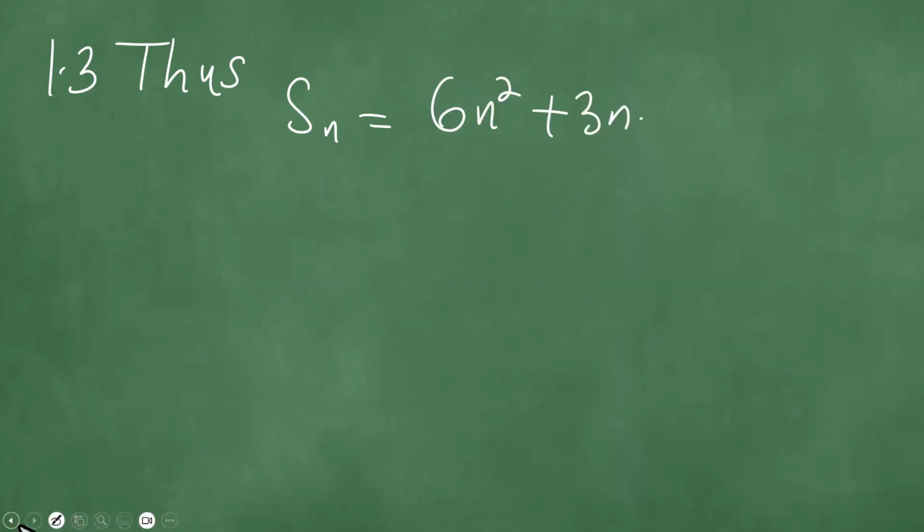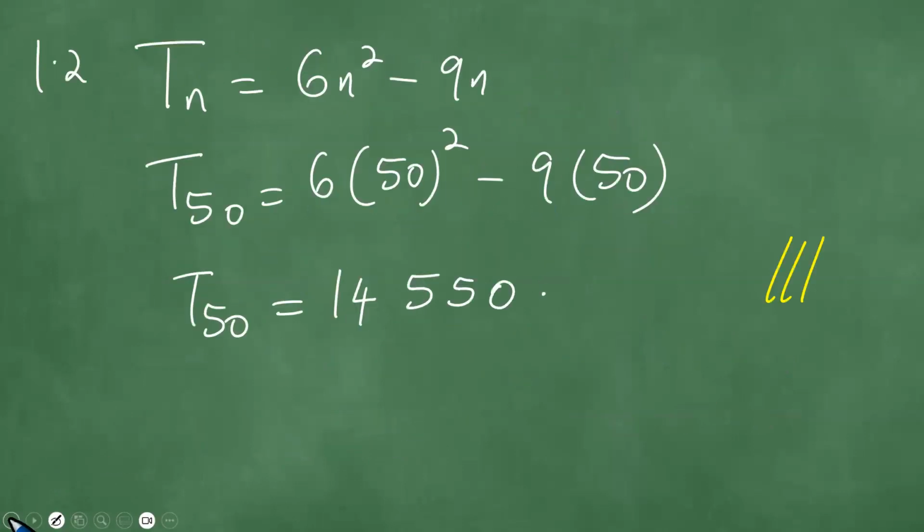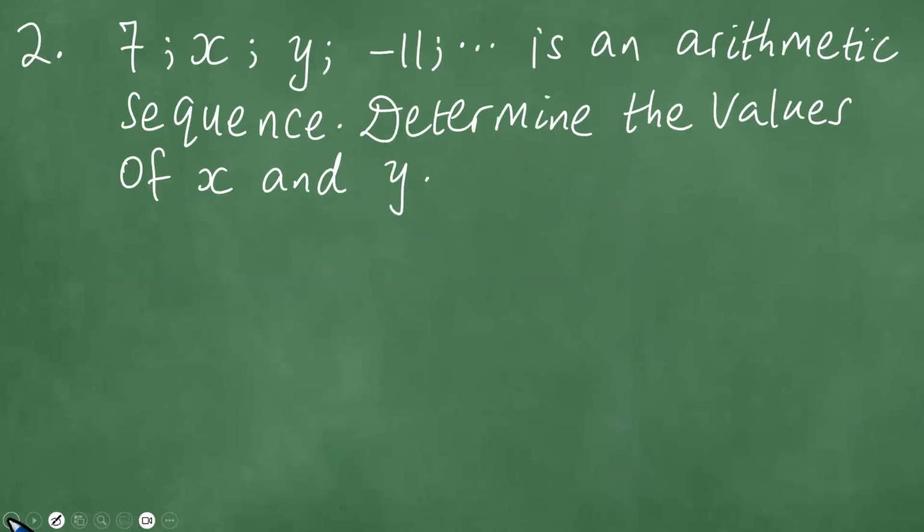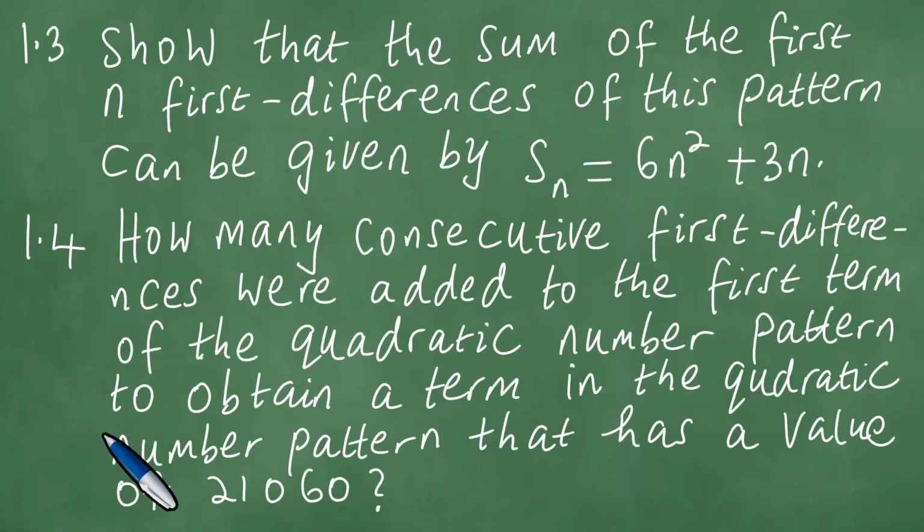Now, let's check the question. Did they say the answer is this? Let's check what the examiner was saying. These are past exam questions we're answering. So we got 6n squared plus 3n, and that is the answer. Okay, so well done. There, we solved it correctly.